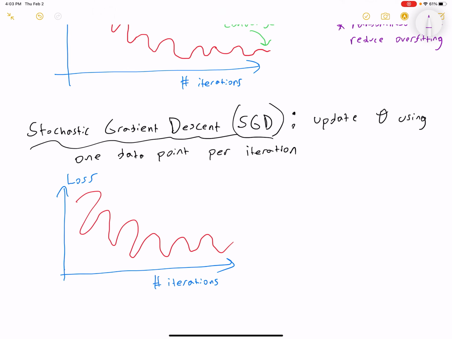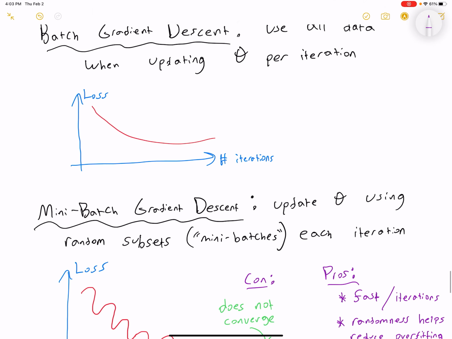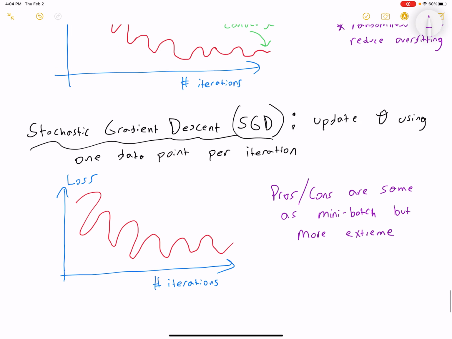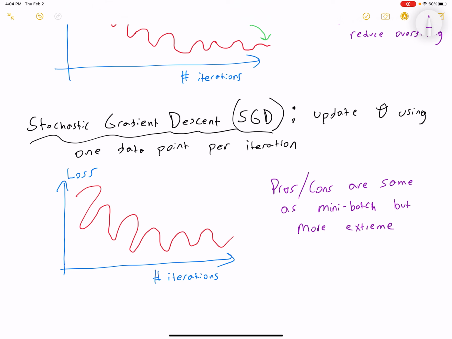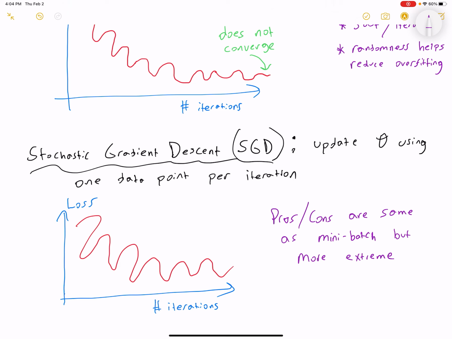For stochastic gradient descent, the pros and the cons are the same as mini batch gradient descent, but more extreme. So these are just some variations of gradient descent. Any questions? Could you go back to the last one? Are there other versions of gradient descent as well, or are these the main three?